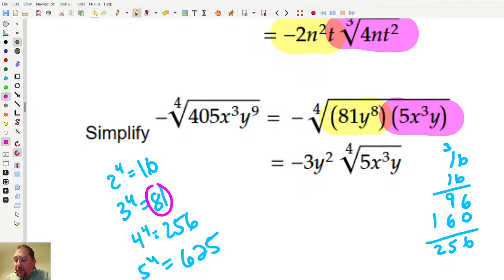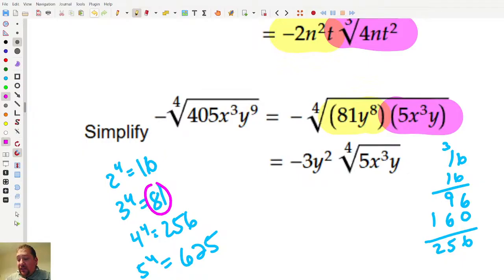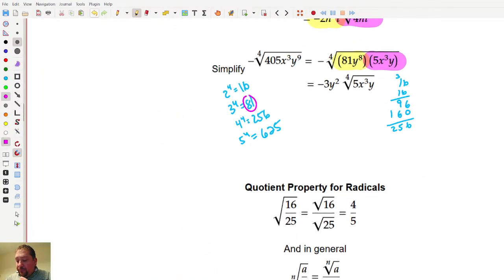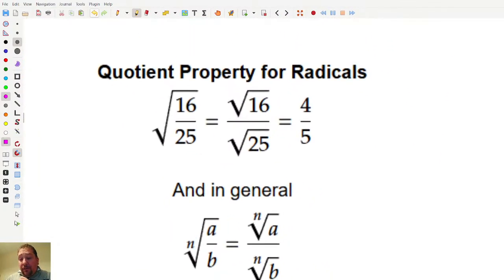The negative sign stays in front. The fourth root of 81 becomes 3. The fourth root of y to the 8th becomes y squared, because there are 2 groups of 4. And then everything else stays inside the fourth root there. And that's your answer. Onto the quotient property of radicals.